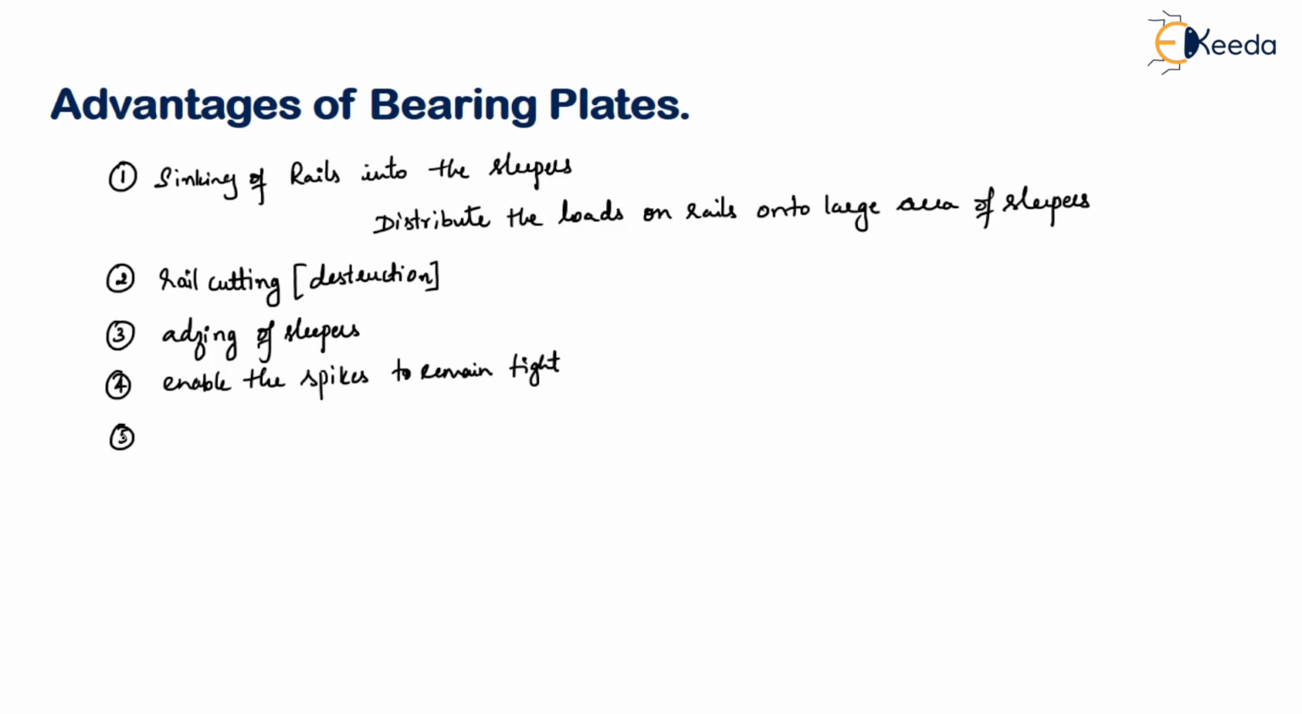Moving on to the next advantage, these plates will prevent the widening of gauge. Normally, whatever gauge we give, because of the movement of trains, especially in the curved portion, the gauge tends to widen. Now, by providing these bearing plates, the widening of your gauge on the curves will be prevented, and a proper spacing between the gauges can be maintained. Okay, that is also an advantage. Then the sixth advantage is that it will provide overall stability to the track.